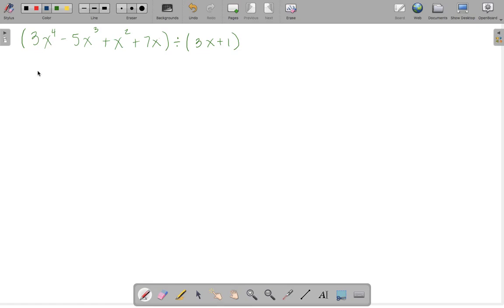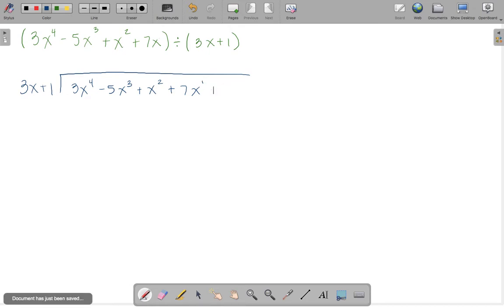and see how that goes. So with the long division algorithm, I just write the 3x plus 1 as the divisor, and I'll line up my dividend as 3x to the 4th minus 5x to the 3rd plus x squared plus 7x. You'll notice that these powers, or these degrees, are in descending order. And I might as well have a constant term of 0 so that I have a placeholder there, so that when I divide, I get alignment of my terms. And this algorithm is pretty familiar by now.